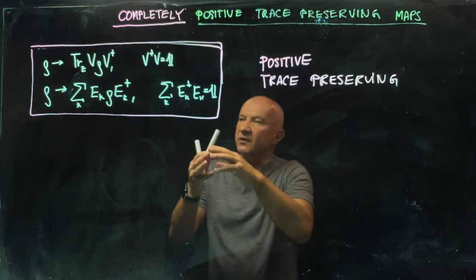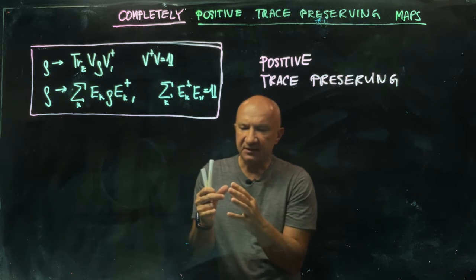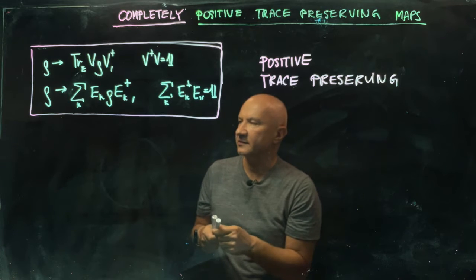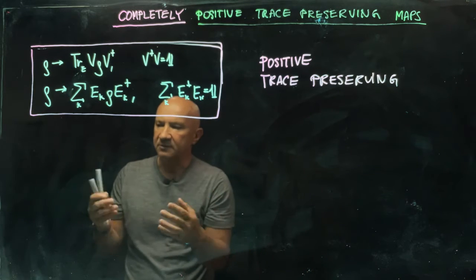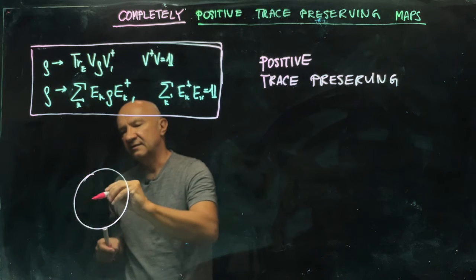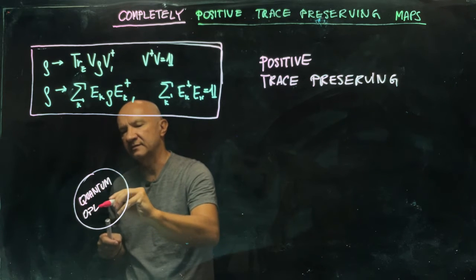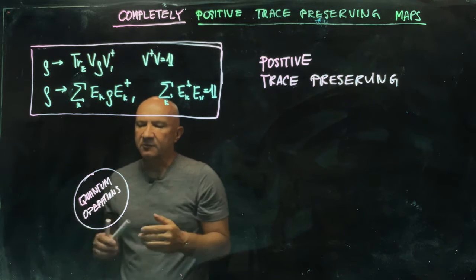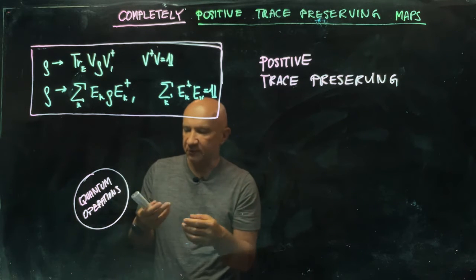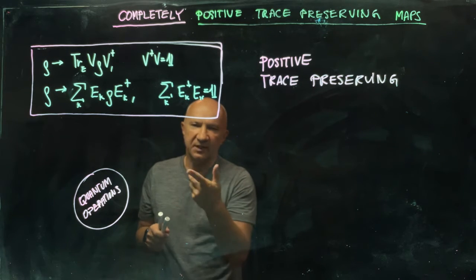So if we call a class of maps physically admissible maps that map valid density operators into valid density operators, call this sort of class of operations quantum operations. So we have a set of, let me call it quantum operations or quantum channels. So those quantum operations are certainly represented by positive trace preserving maps. The question is, does it go the other way around?